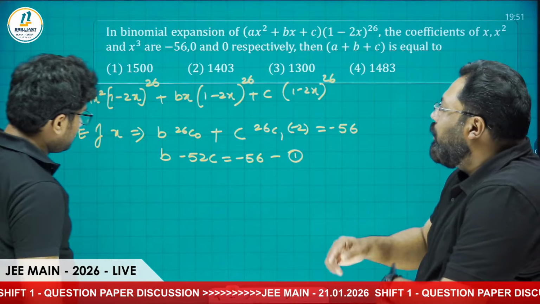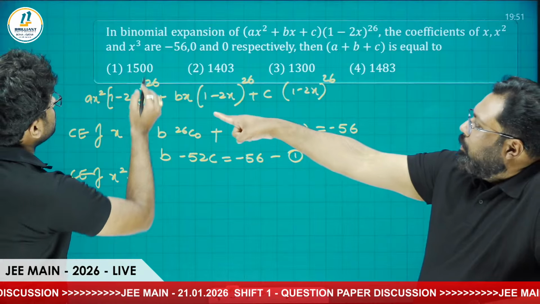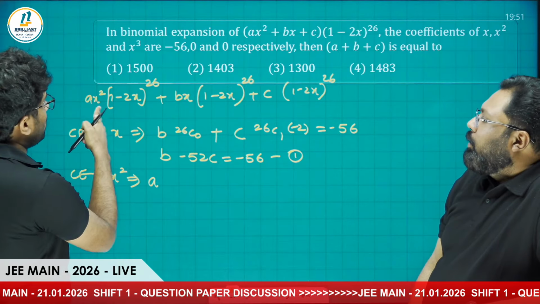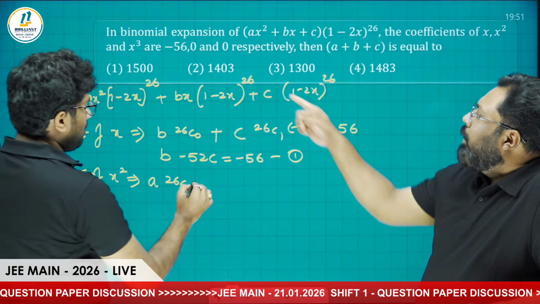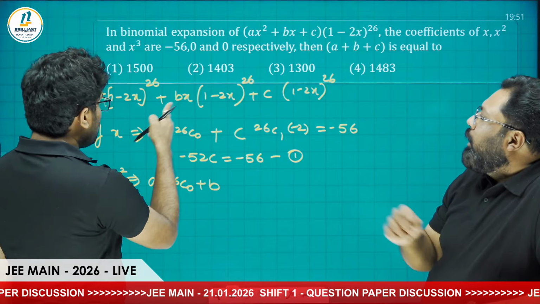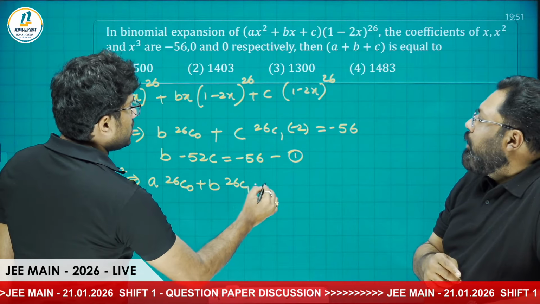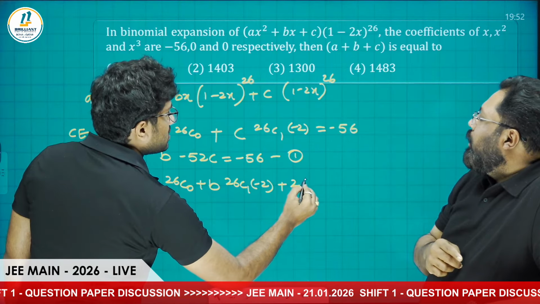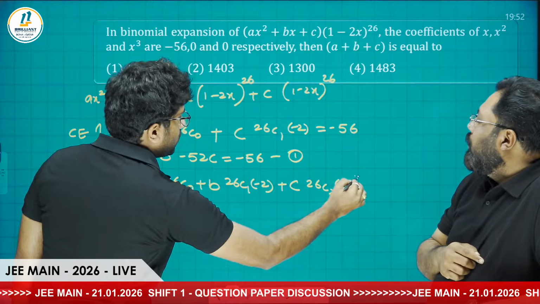Equation 1. Okay, now we go for the coefficient of x square, that is equal to a into the constant, since we already have x square, so x square multiplied with the constant, 26c0, plus b into, to get x square, x should be multiplied with x, 26c1 into minus 2 whole power 1, which is minus 2, plus c into 26c2 into minus 2 whole square.